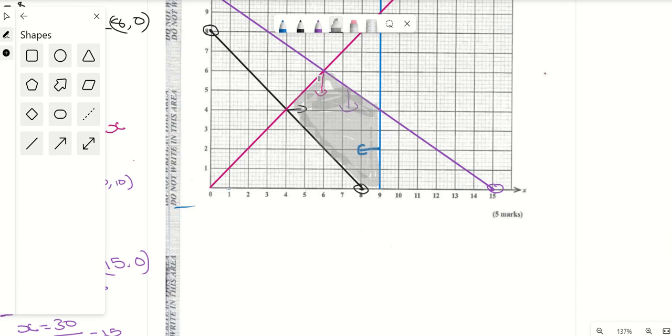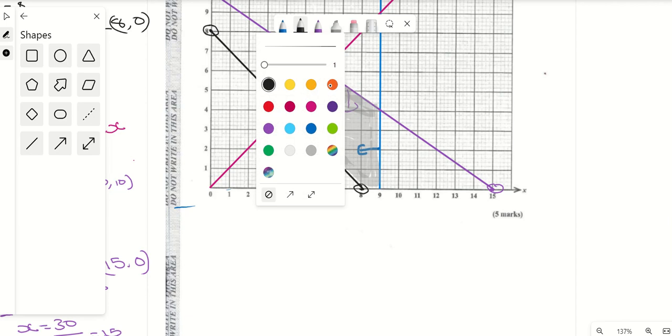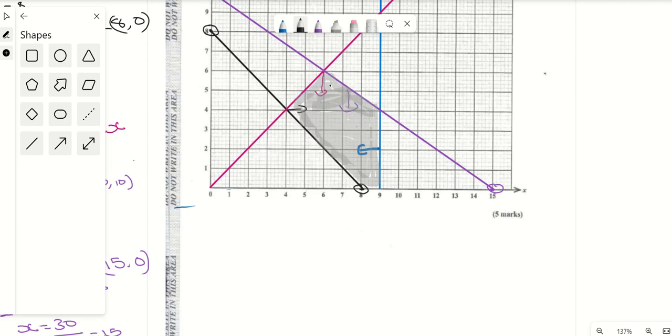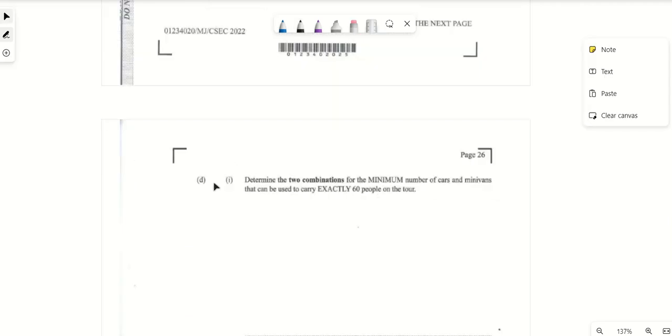So this region that I shaded just now would be known as region R, which is where all my equations have been satisfied. Right? Now part D1 is: determine two combinations of the minimum number of cars and minivans that can be used to carry exactly 60 persons on the tour.